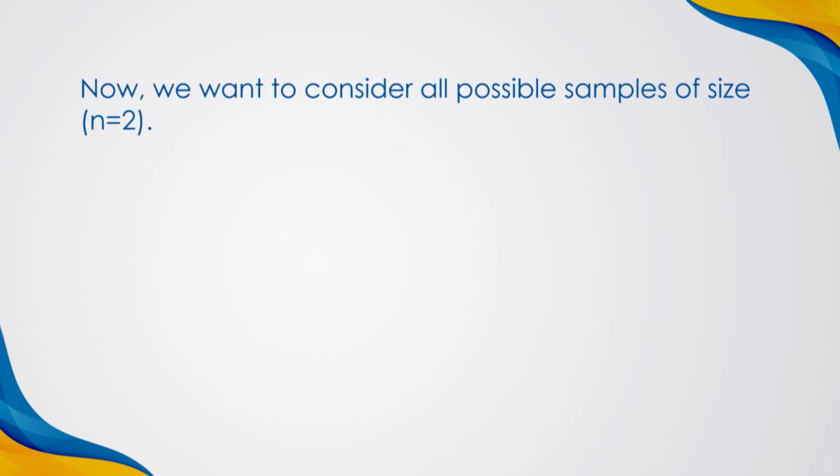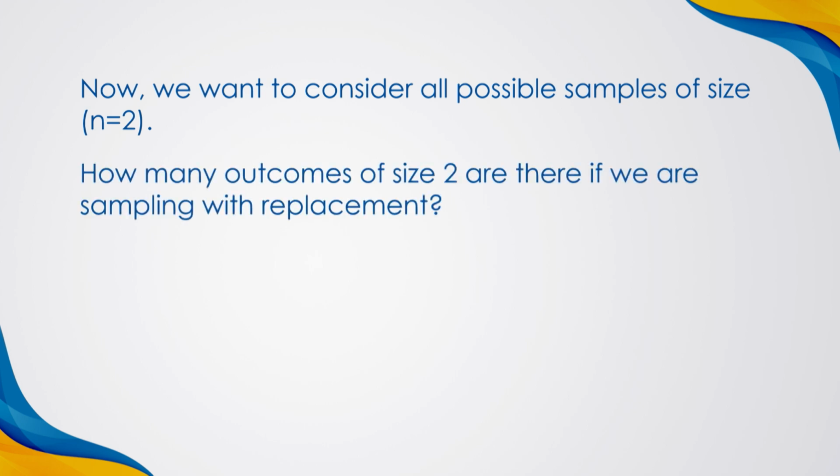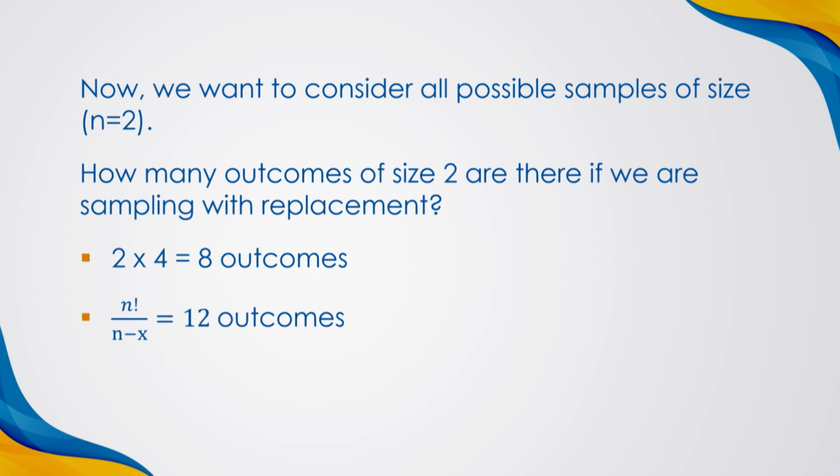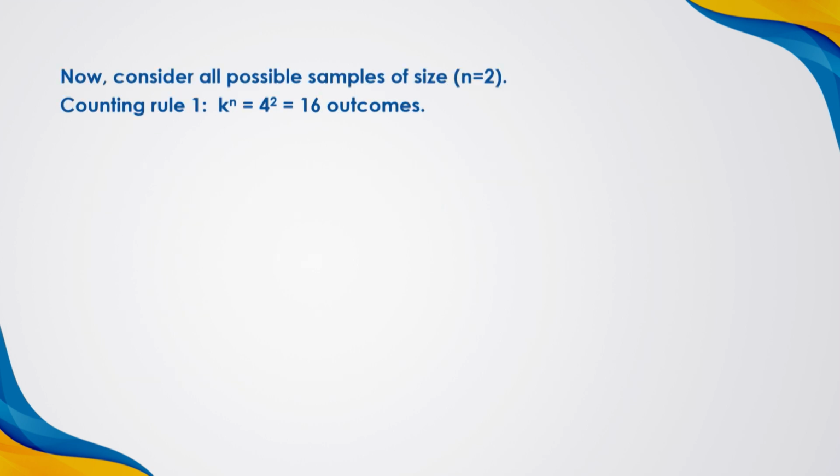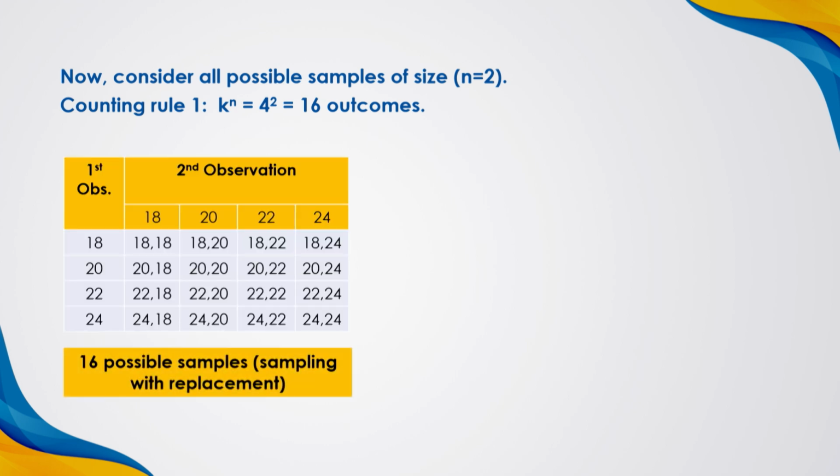Now, we want to consider all possible samples of size n equal to 2. How many outcomes of size 2 are there if we are sampling with replacement? There are 8 outcomes, there are 12 outcomes, there are 16 outcomes. Which one is correct? K power n is equal to 4 squared, which is 16 outcomes. This is the correct answer with simple random sampling with replacement. Now, consider all the possible samples of size n equal to 2. Counting rule 1: k power n equals 4 squared, which is 16 outcomes.